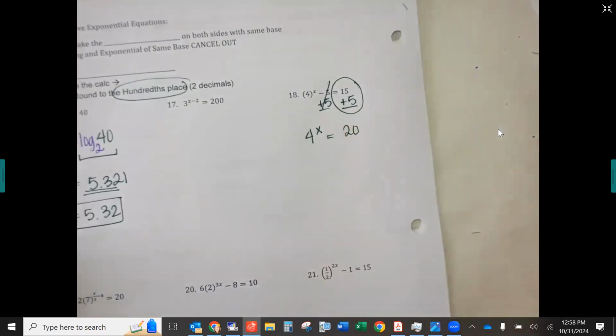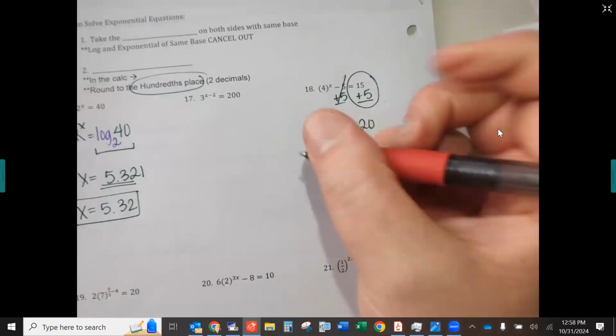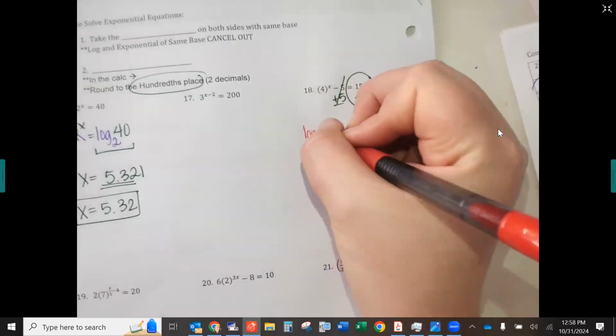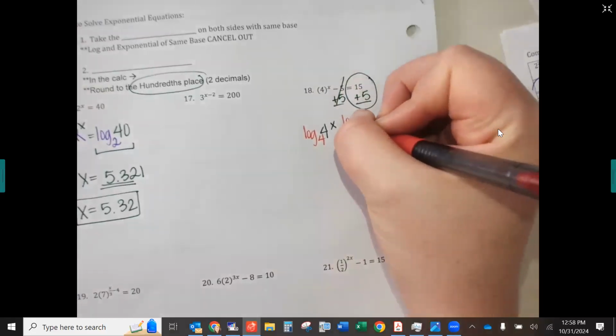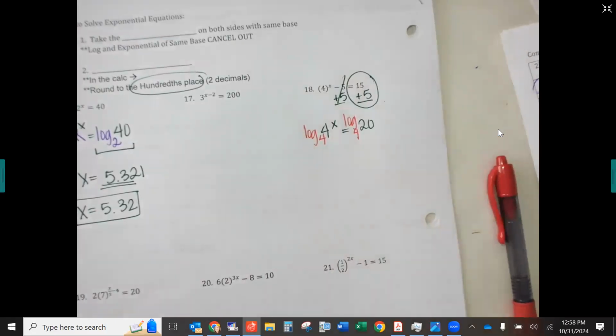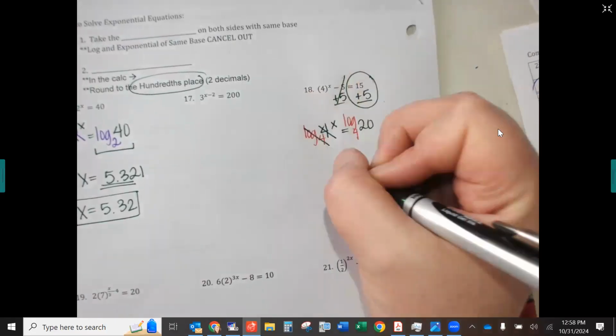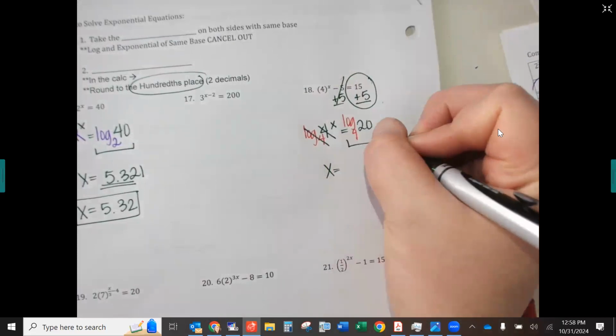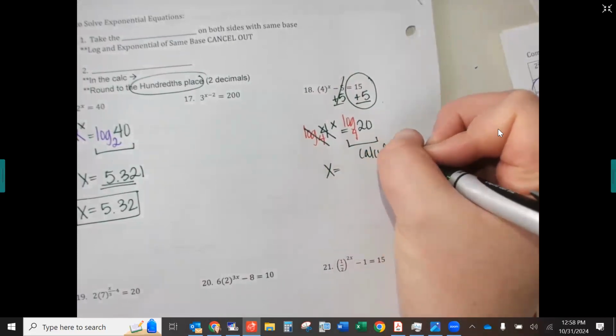So what I'm going to have to do on both sides is log little 4. Log little 4, log little 4. Then remember, a log little 4 on a big 4 crosses out. You have x equals, and then we're putting that into the calculator.